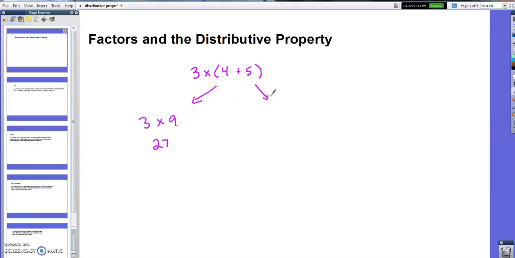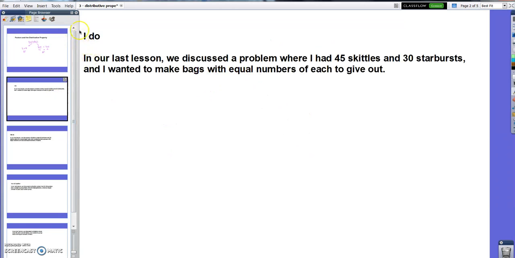And then another way I could solve this is I could think of this as 3 times 4 and do that plus 3 times 5. And so 3 times 4 is 12 and 3 times 5 is 15. And those add up to 27. Same thing as over here. So I can do that either way. I can add, then multiply, or I can multiply 3 times 4 plus multiply 3 times 5 and get the same thing. So with factoring, let's go into what that has to do with factoring.